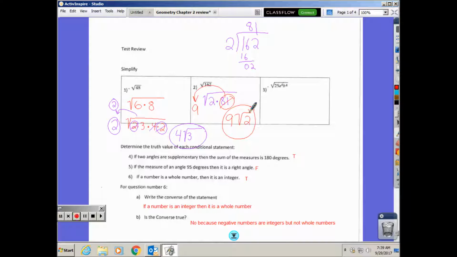For the last one, 25 is a perfect square. So I'm going to take that out of the radical sign. The square root of 25 is 5. I'm left in the radical sign with 6 A's and 4 B's.